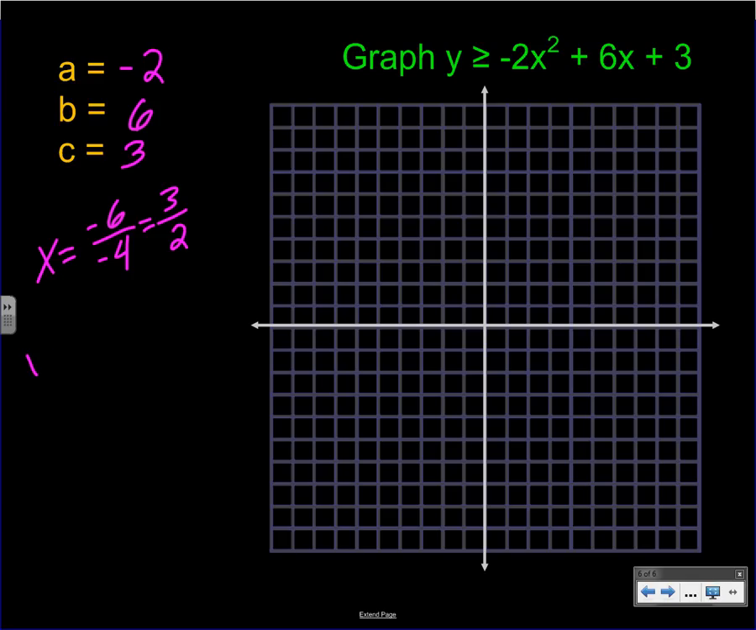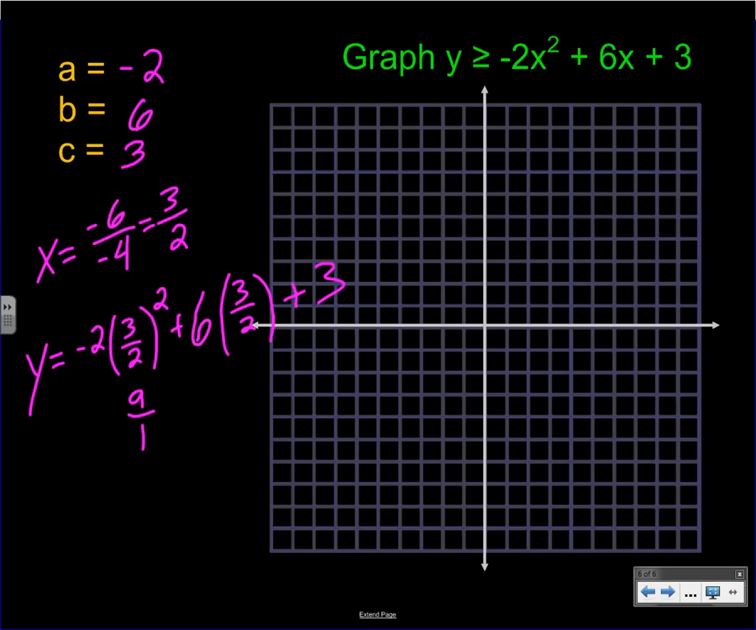So let's go ahead and plug this into the y. y is equal to -2 times 3/2 squared plus 6 times 3/2 plus 3. So we know 3 over 2 squared is going to give us 9 over 4. And then we multiply that by negative 2 over 1, which is going to give us, cross that off becomes a 1, cross that off becomes a 2, which is going to give us negative 9 halves.